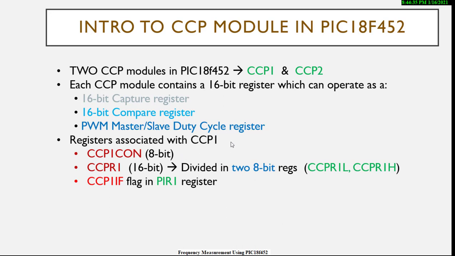As we have discussed, there are two CCP modules. Each CCP module has two main associated registers. One is CCP1CON, one is CCP2CON. Now what is the function of this CCPxCON register? X is basically, when we talk about the CCP1 module, we pronounce it CCP1CON, and when we talk about the CCP2 module, we say CCP2CON.